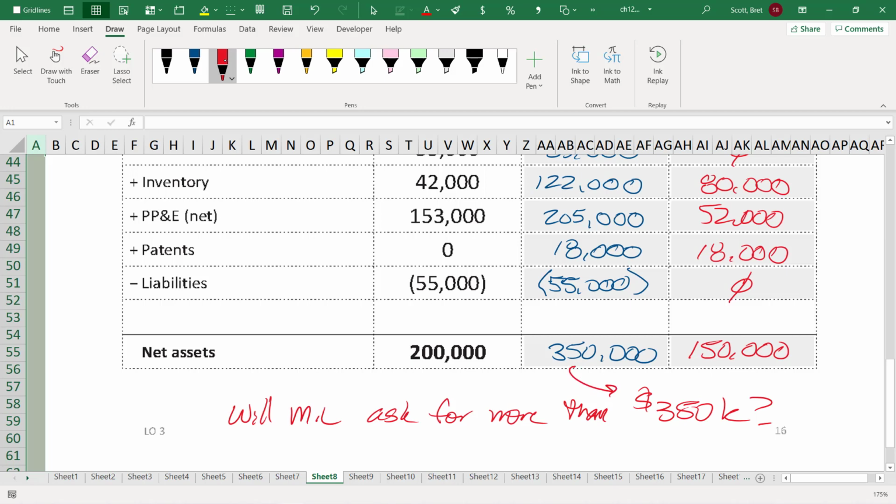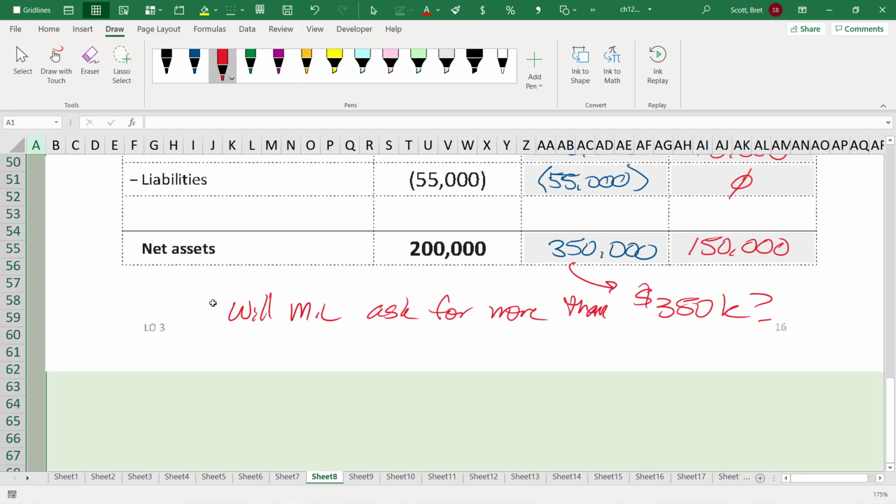I bet it will, because here we're just simply saying all that's well and good. Those are fair market values when you break it down on an asset by asset basis. But Mineral Light doesn't have to accept that as the offer. They can say they want more money. And in fact, that's what we're going to look at next.